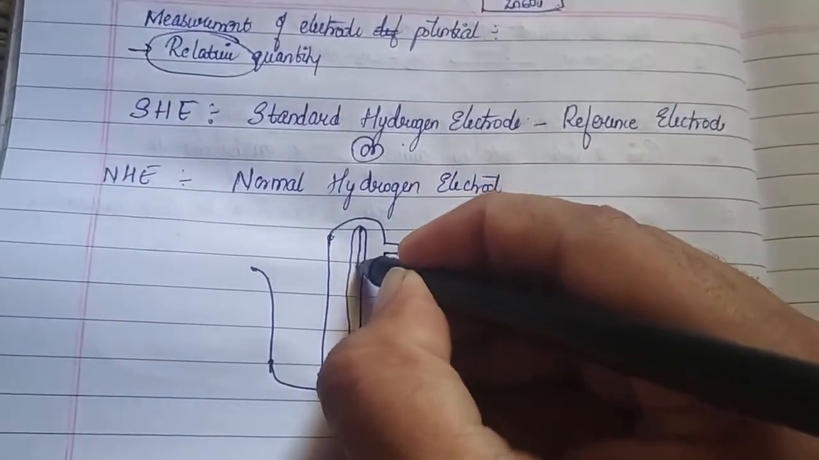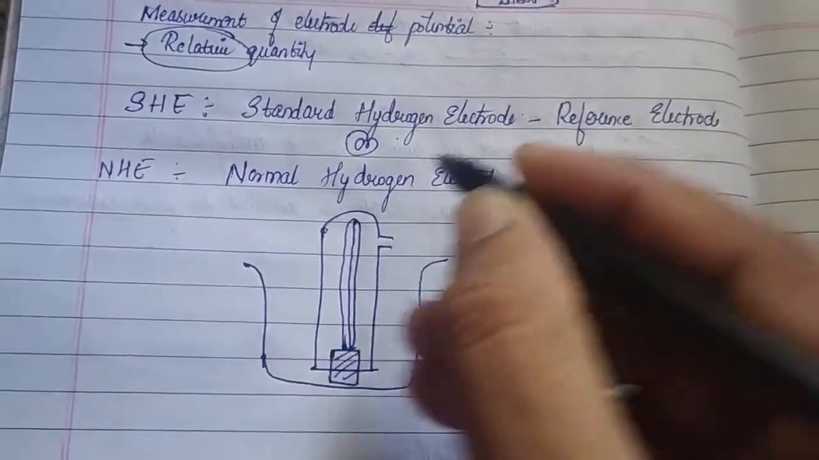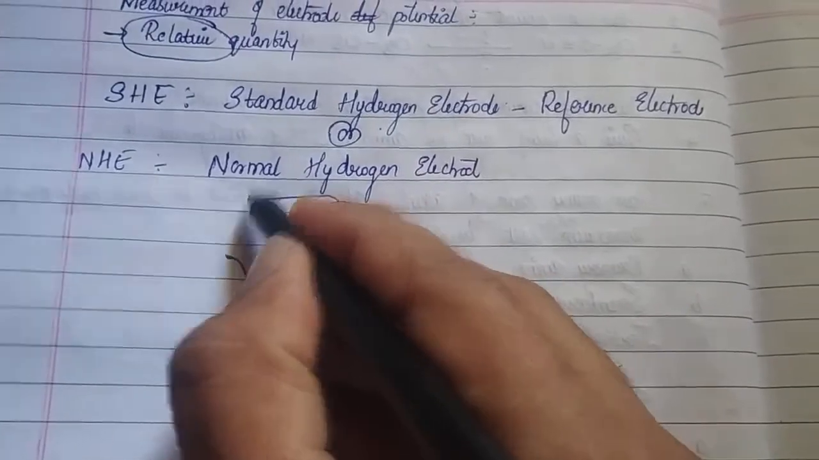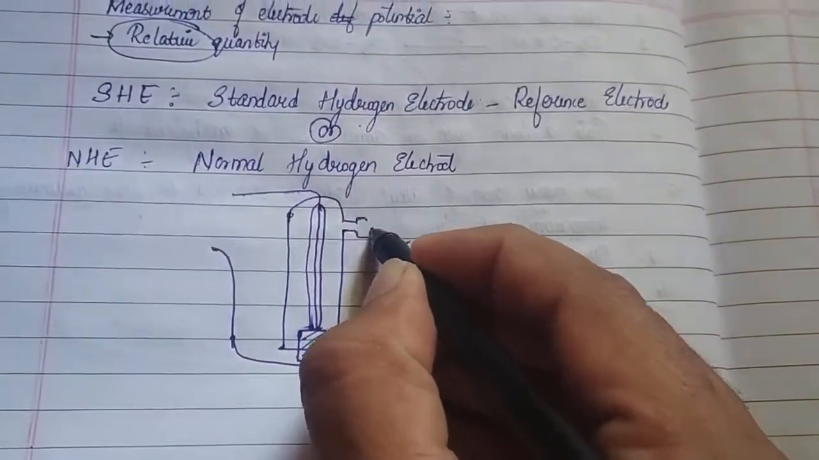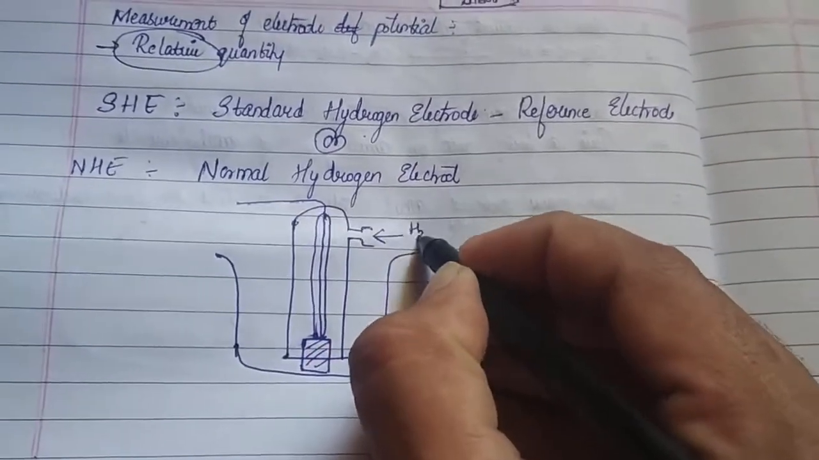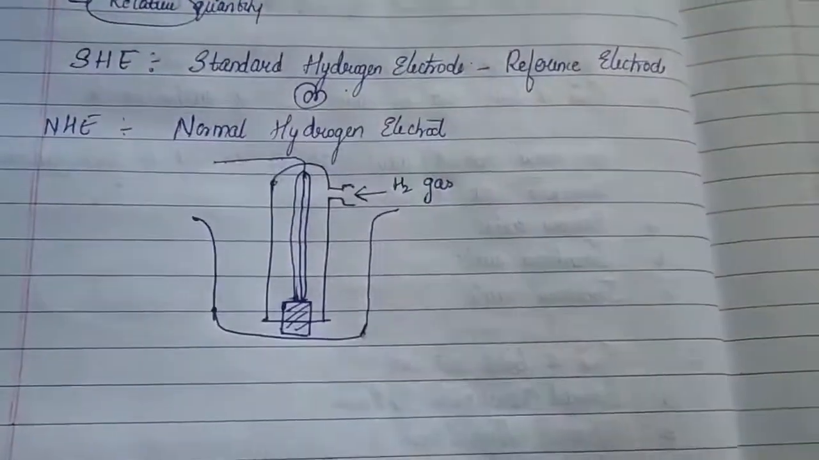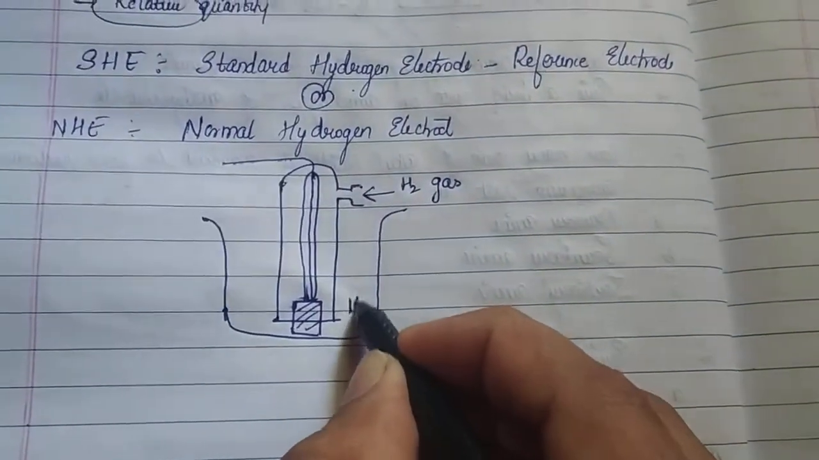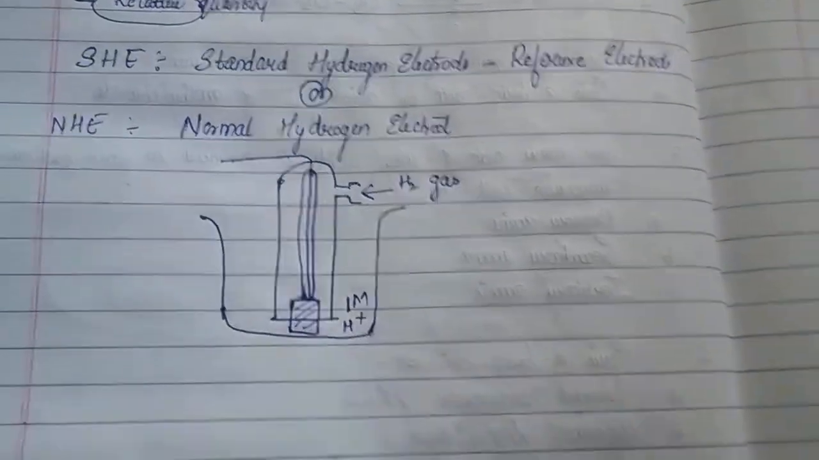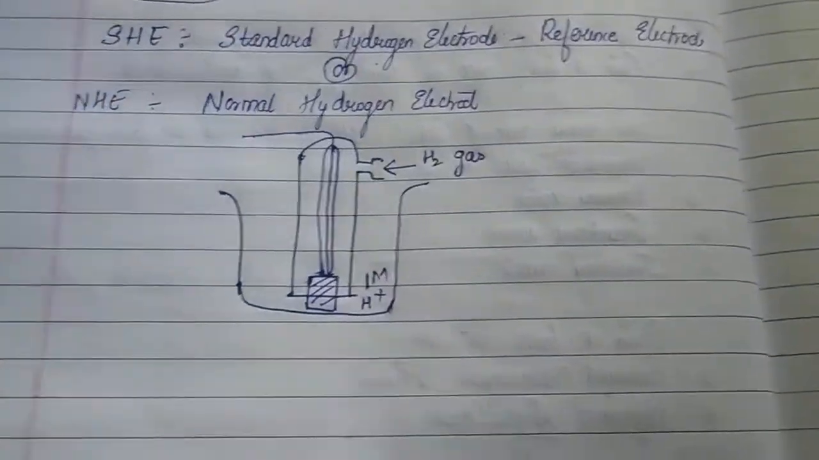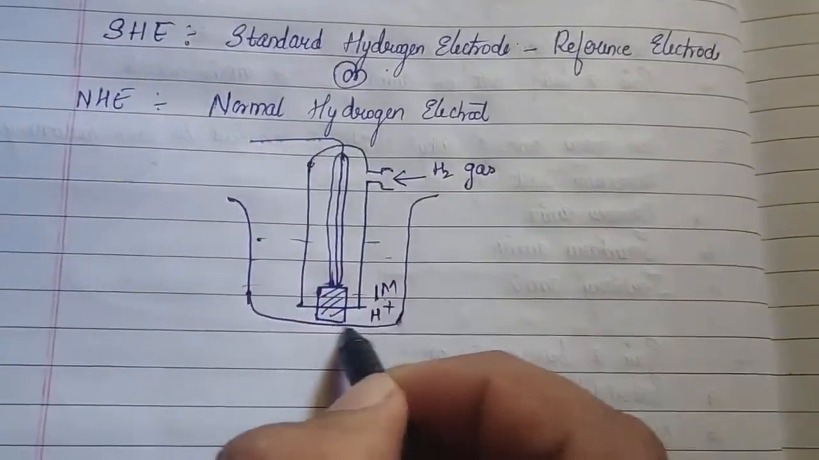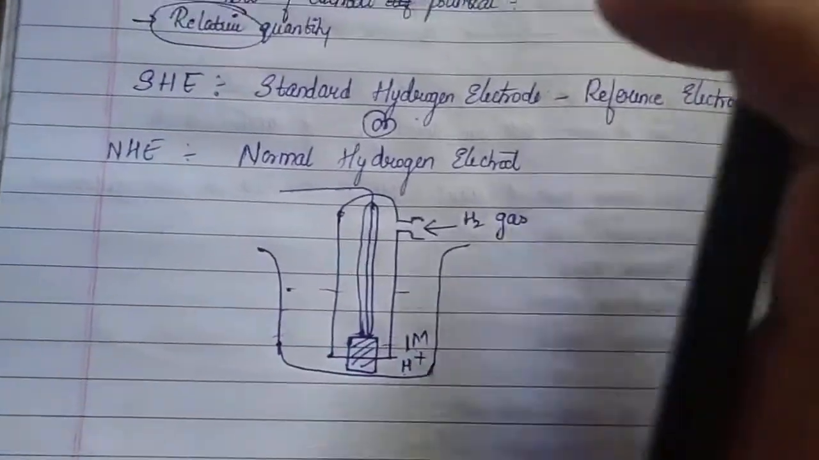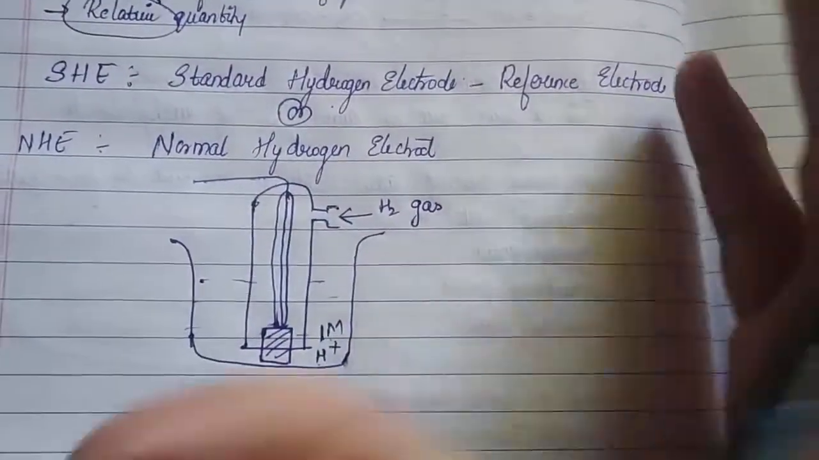Inside there will be a wire, and this wire goes out for an external connection. Through this part you are going to supply your hydrogen gas, and here we are keeping a 1 molar H plus solution. Now when you see this setup, overall this will be a 1 molar H plus solution. So basically this is what we can call the construction.